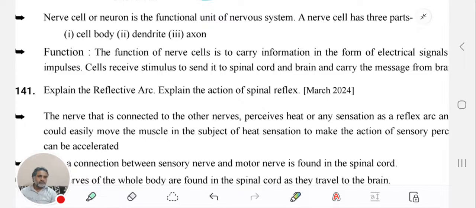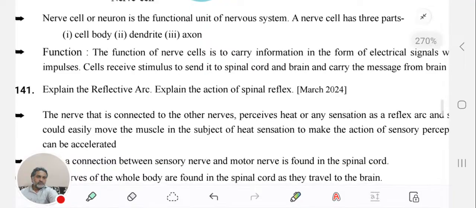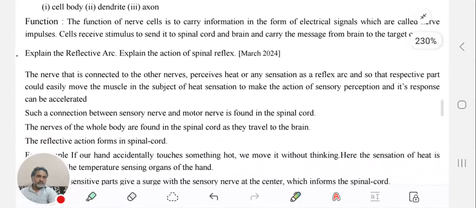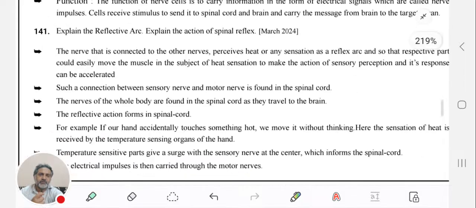Function: the function of a nerve cell is to carry information in the form of electrical signals, which are called nerve impulses. The cell receives a stimulus and sends it to the spinal cord and brain, and carries the message from the brain to the target organ. Now next question, 141.